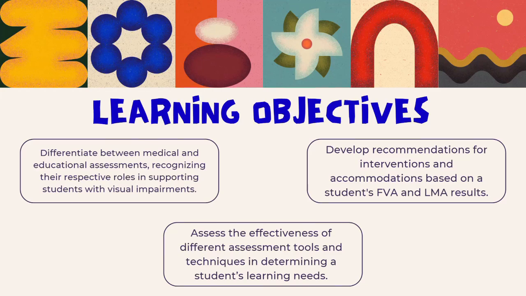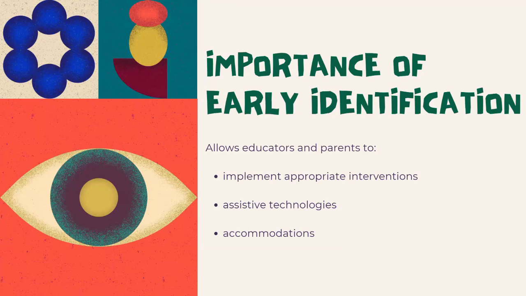Let's start by discussing the importance of early identification and why timely assessments are crucial for a child's growth and development. Early assessment of visual impairment is critical in helping students adapt to their environment and develop essential skills. The earlier an impairment is identified, the sooner educators, therapists, and families can implement necessary interventions and accommodations to support the child's needs. So, why is early diagnosis important?